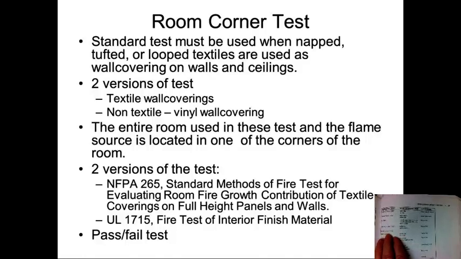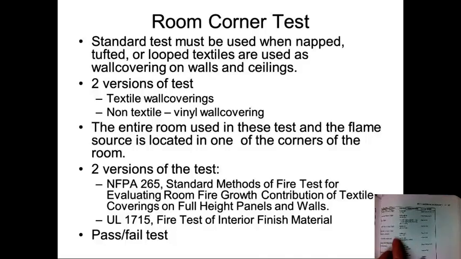Then you'll see the room corner test. Okay, that's a standard test, must be used when napped, tufted or looped textiles are used as wall coverings on walls and ceilings. A lot of times you're going to see something they want to have a little bit more elaborate, and so you've got to have certain tests that it has to pass. There are 2 versions of this test: textile wall coverings and then non-textiles, which would be like vinyl wall covering. The entire room is used in these tests and the flame source is located in one of the corners of the room. As I said, there are 2 versions of the test.